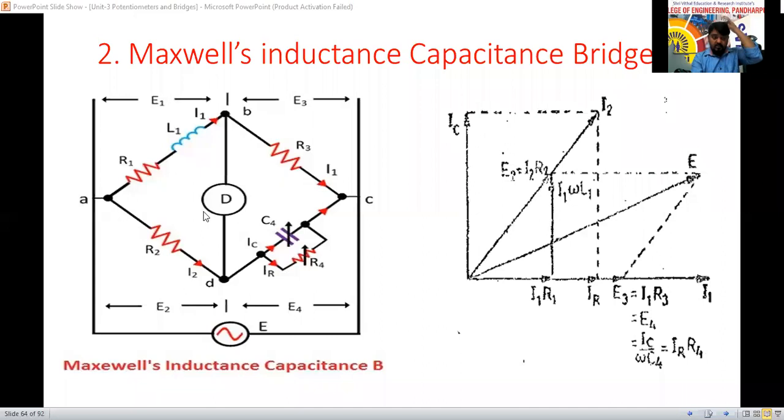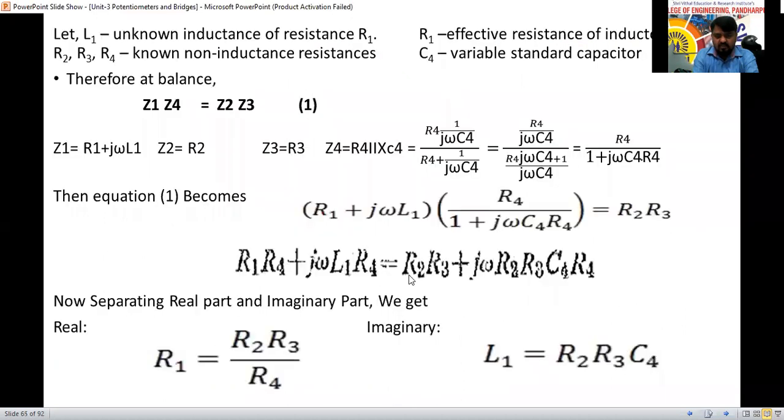Here the second branch is only a non-inductive resistance, but in the fourth branch the resistance is replaced by a combination of resistance and capacitance. Both are connected in parallel, so R4 and C4 are connected in parallel. For this, the formula will change. We discussed all these things yesterday. Yes or no?